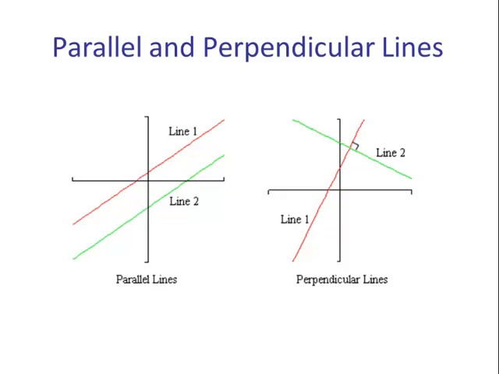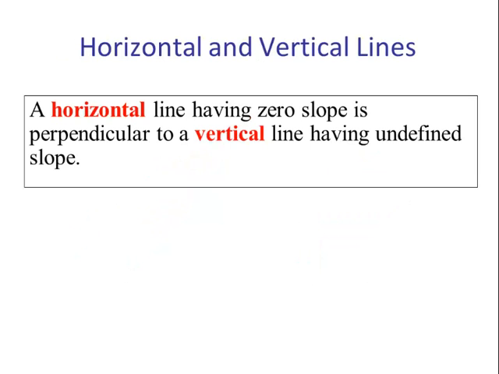So what you have to remember is, for parallel lines, the slopes are the same. They do not intersect. Perpendicular lines have slopes that are negative reciprocals. A horizontal line having zero slope is perpendicular to a vertical line having undefined slope.